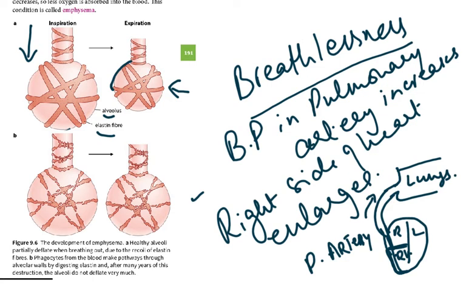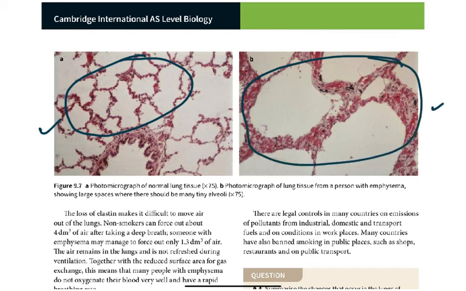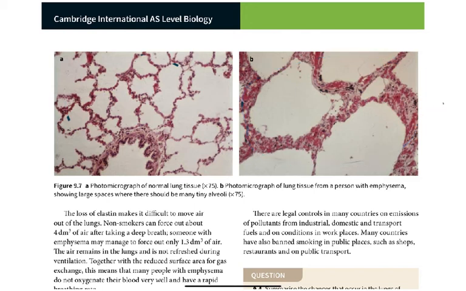If you look at slides of the lungs, you can see the destruction of the alveoli. Now this slide A is a photomicrograph of normal lung tissue, this one. And B is the photomicrograph of lung tissue from a person with emphysema, showing large spaces where there should be many tiny alveoli. So look at this area and look at these large spaces. So this is what I want you to understand about emphysema, in which the person suffers from breathlessness. Please remember, there's no cough in this. It's breathlessness which is the main thing which is worrying the patient.